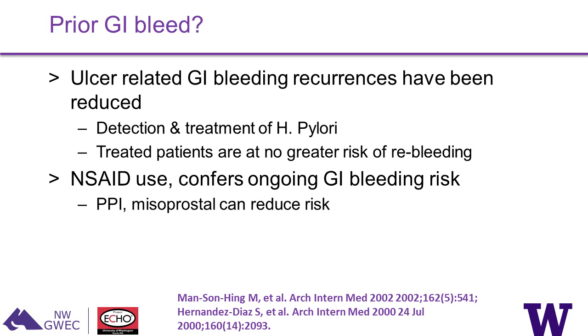With regard to GI bleeds, ulcer-related GI bleeding recurrences have been reduced through the detection and treatment of H. pylori infection. And triple therapy treated patients are at no greater risk of rebleeding, so that's important. NSAID use reduction can reduce the risk of GI bleeding, as can potentially PPIs and coating agents. So for patients with GI bleed, you can help modify their risk for bleeding there.